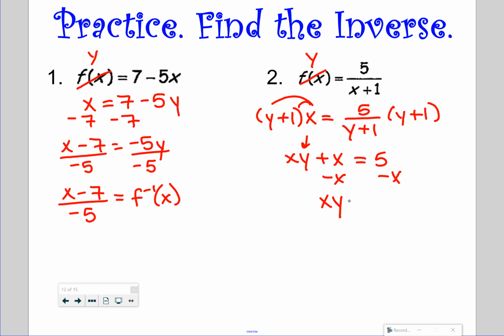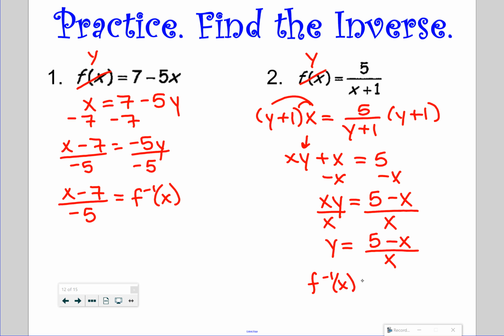So xy equals 5 minus x. And then I'm going to divide by x on each side. Again, trying to get that y alone. So y equals 5 minus x over x. And again, I can go back to my function notation, f inverse. And that's our final answer there.